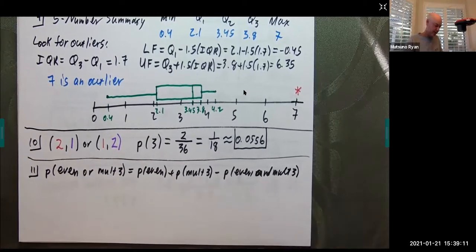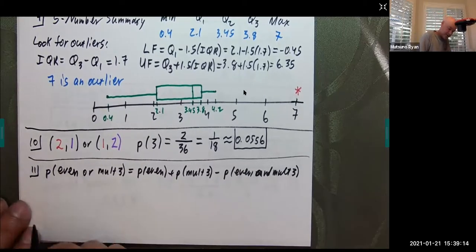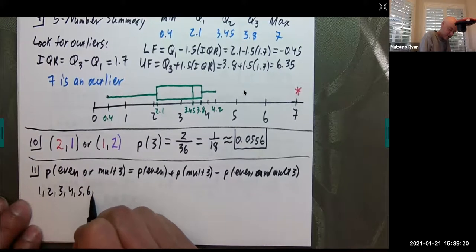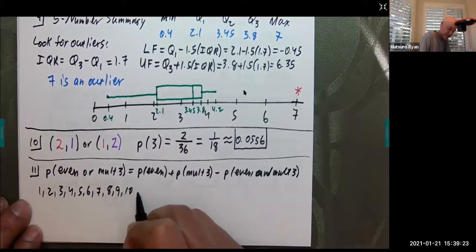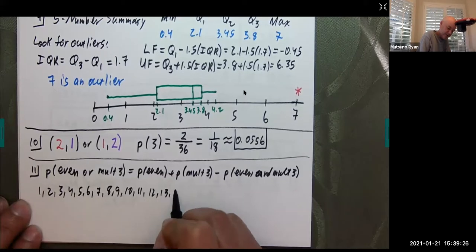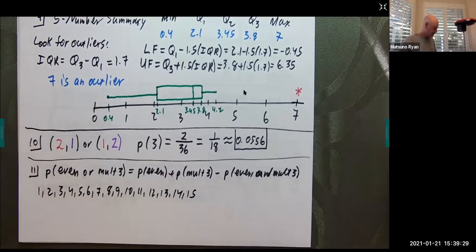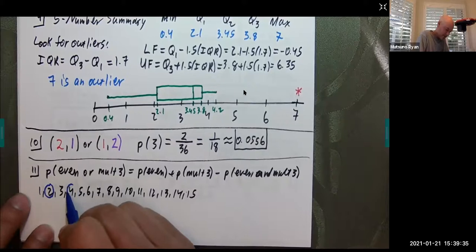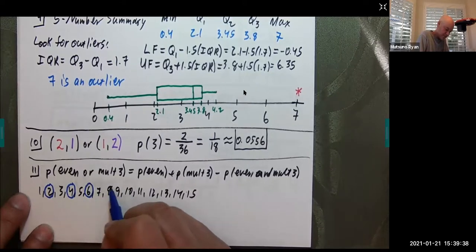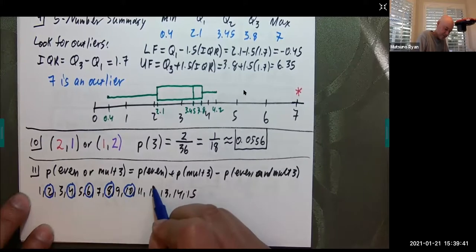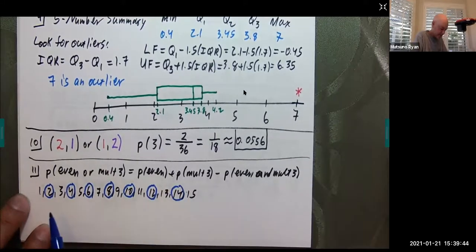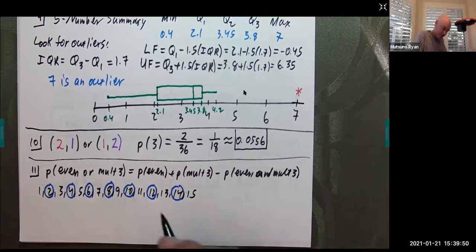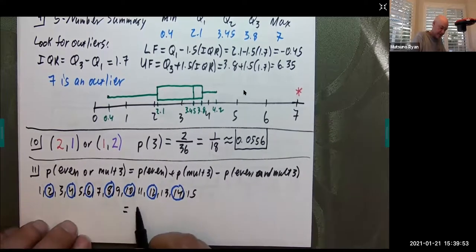And to see this clearly, I'm going to write out 1, 2, 3, 4, 5, 6, 7, 8, 9, 10, 11, 12, 13, 14, 15. So let's start with the even ones. I'll circle in blue. There. It looks like I have 1, 2, 3, 4, 5, 6, 7 of those. So probability of even is 7 out of the 15.